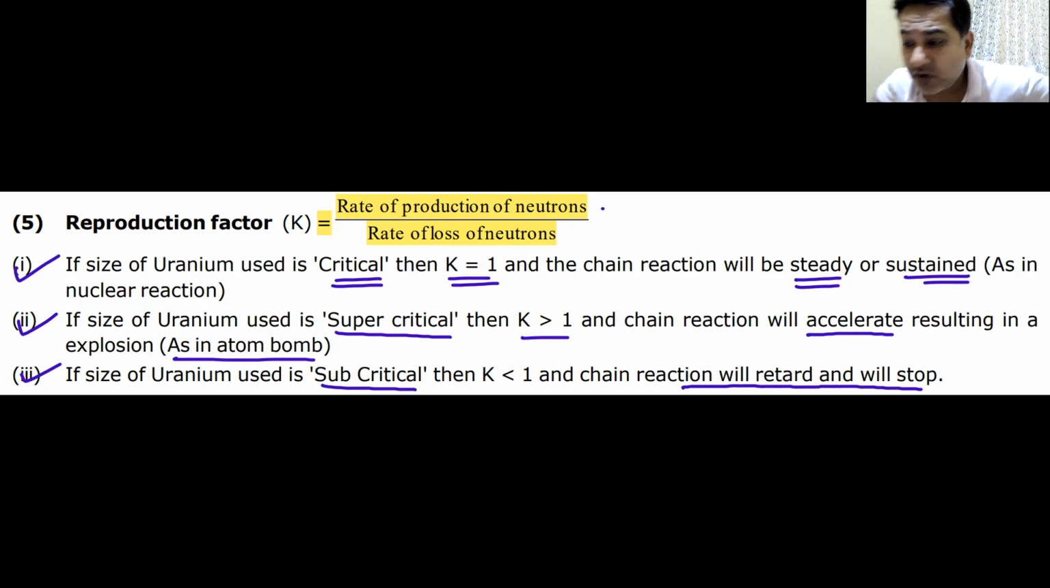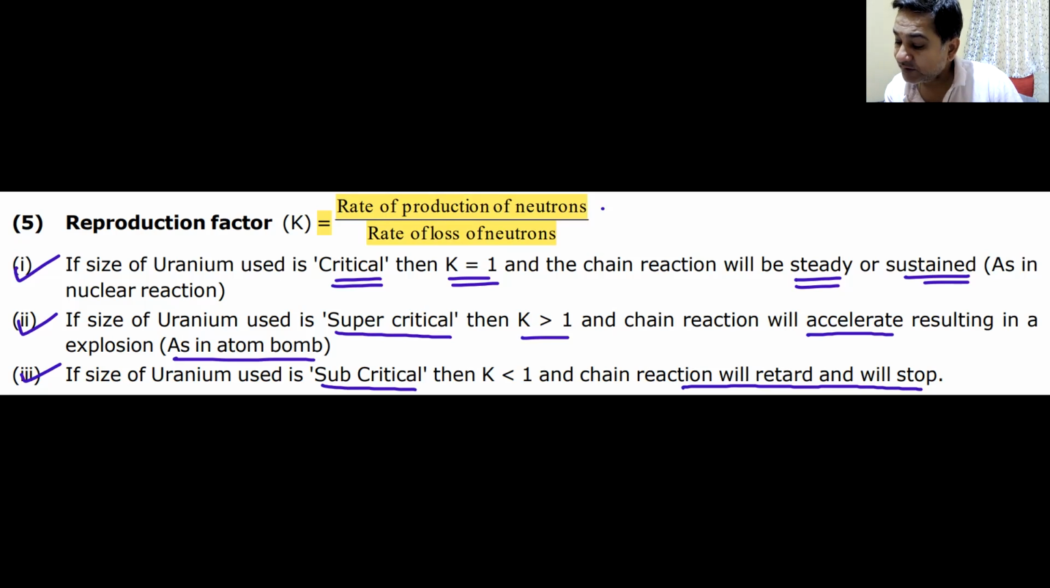Do we understand this? So how important is this critical size? We need critical size of uranium U-235. Then only we'll have a nuclear reactor. Else we have either an atom bomb or a failed nuclear reactor.